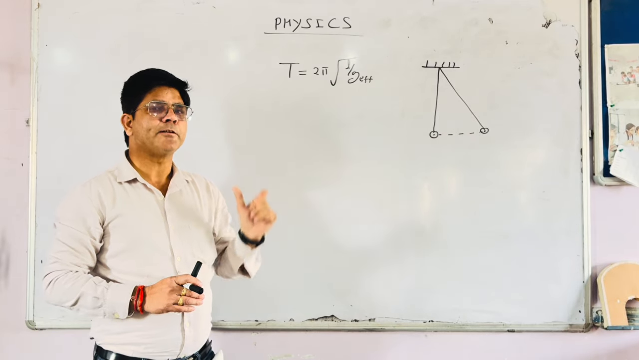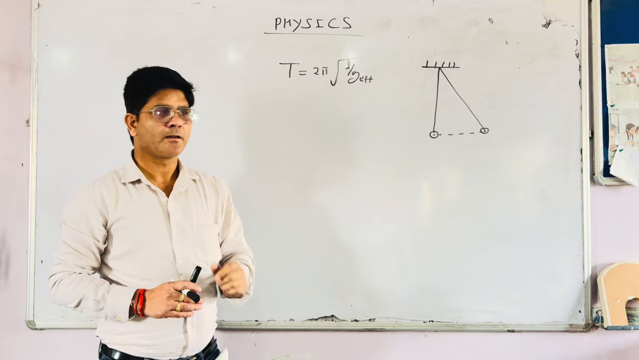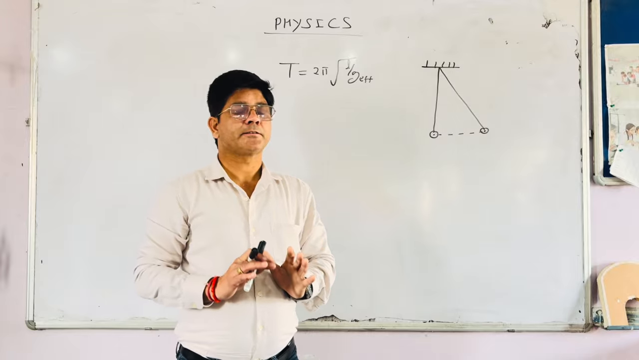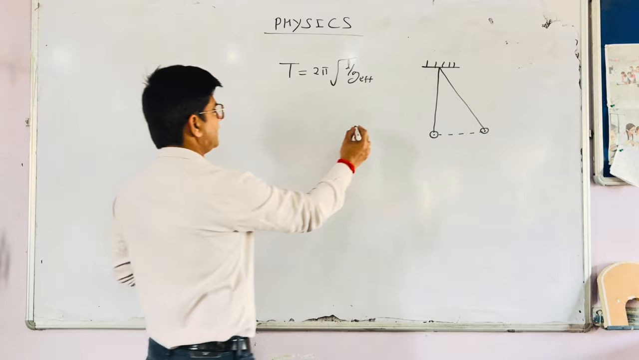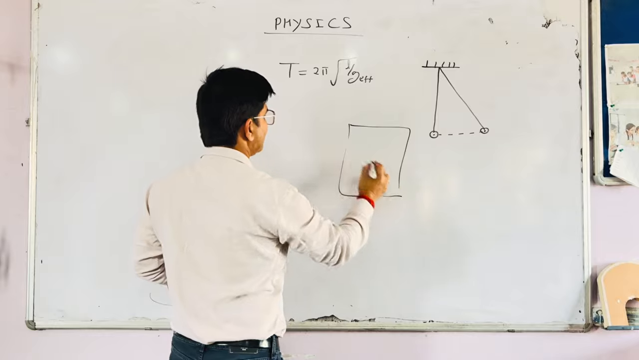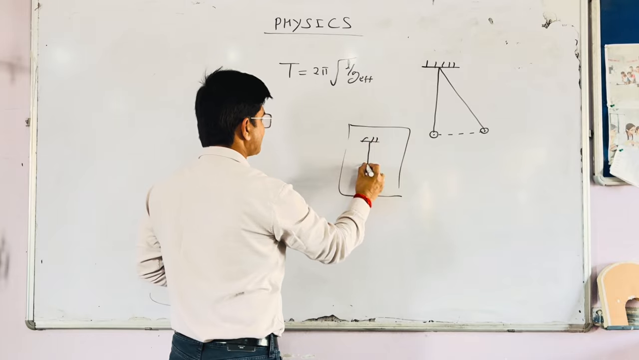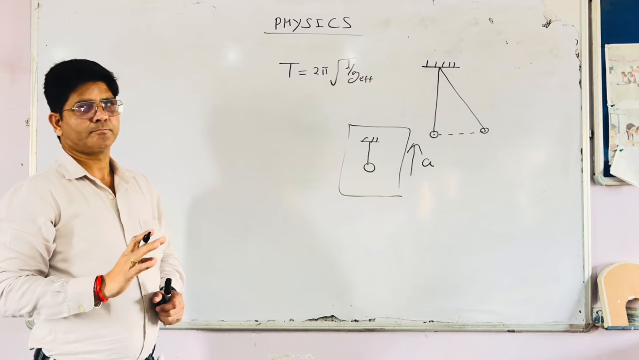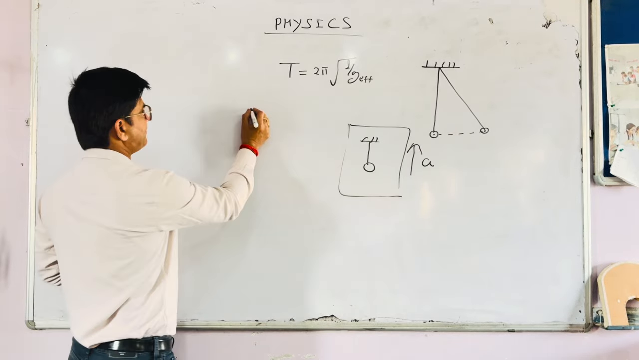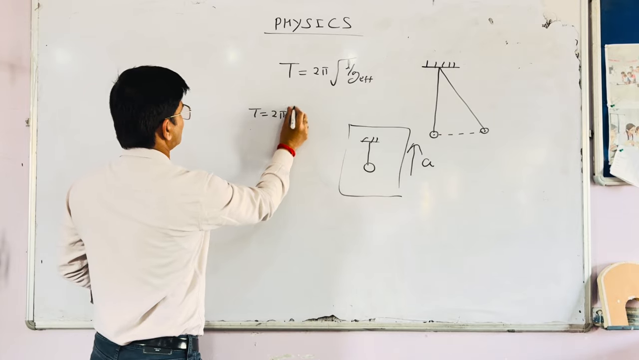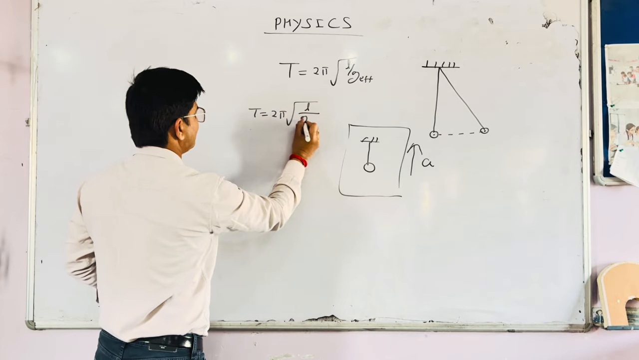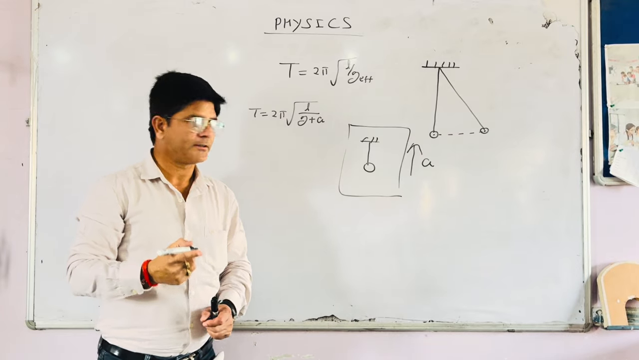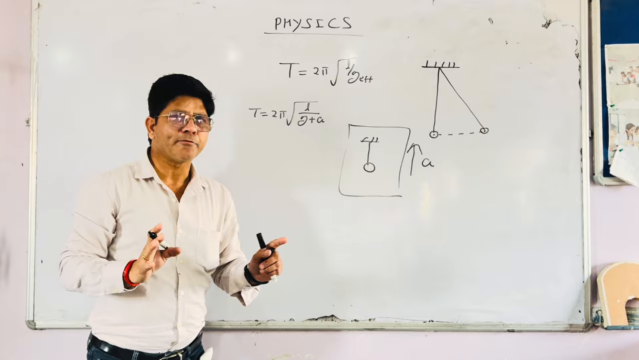But if the lift is moving upward or downward with an acceleration small a, then the time period changes. In the frame of the lift, the pendulum is inside the lift, and the lift is moving upward with an acceleration a. So in this situation, the time period must be T equals 2 pi under root L upon G effective, where G effective is the acceleration due to gravity added to the acceleration of the lift. This is the condition. So it's very simple.